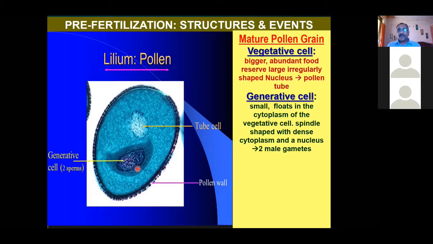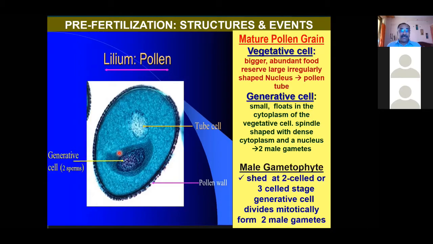Now you can see that once this pollen grain is completely matured, it is two-celled. At this two-celled stage, it can be released from the androecium. It can be released from the stamen or from the anther, and it is released for pollination purpose. That means it will move towards the female gamete. But sometimes when the pollen grain is in the two-celled stage, it will be released.